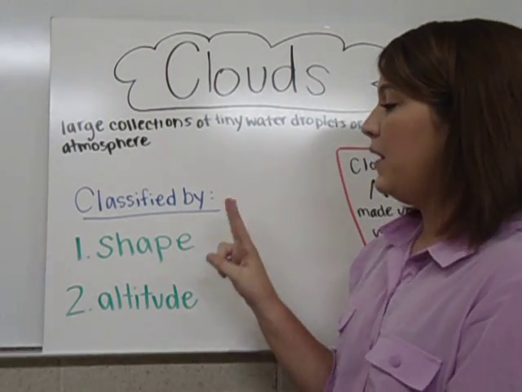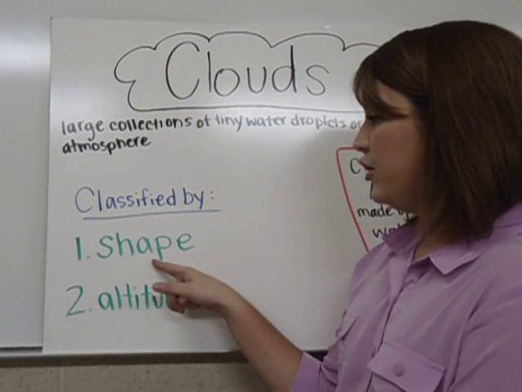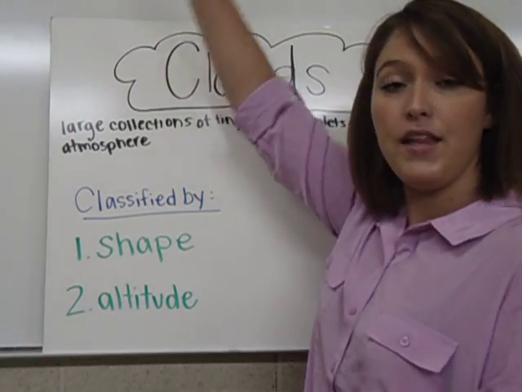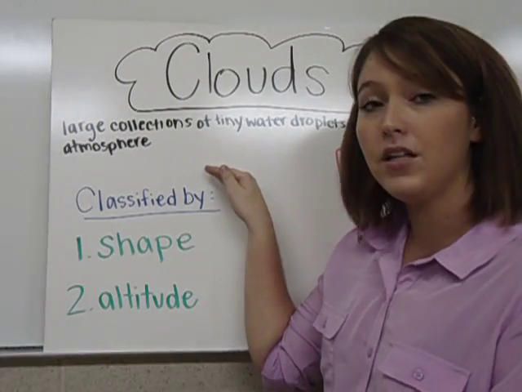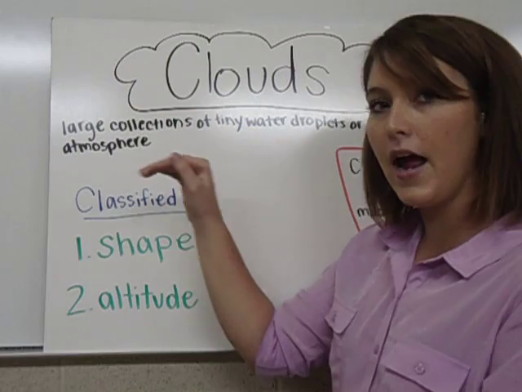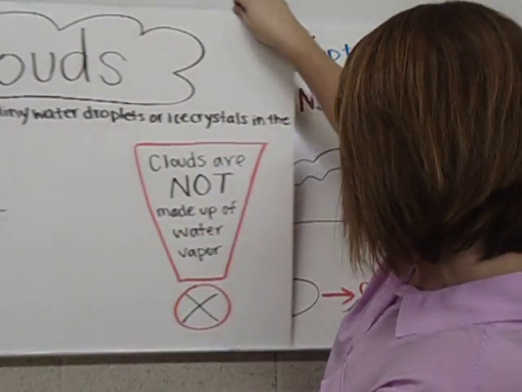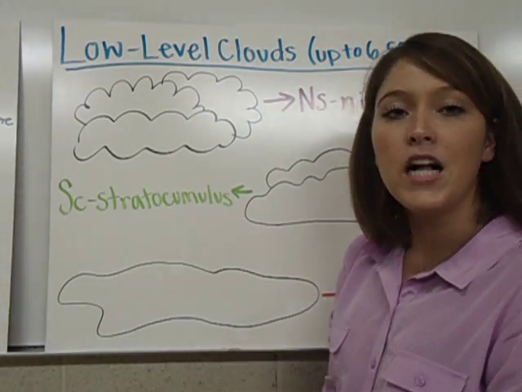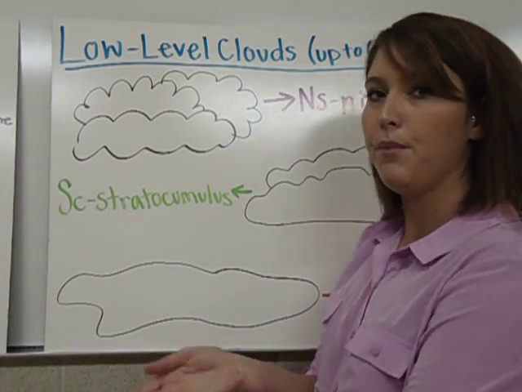Clouds can be classified in two different ways. They're classified by their shape and by their altitude. And altitude doesn't mean how high they reach in the sky. Altitude means how high their base is. So the bottom of the cloud is how we classify their altitude, where the cloud starts in our atmosphere. We categorize our clouds by low level, mid level, high level, and vertically developing clouds.